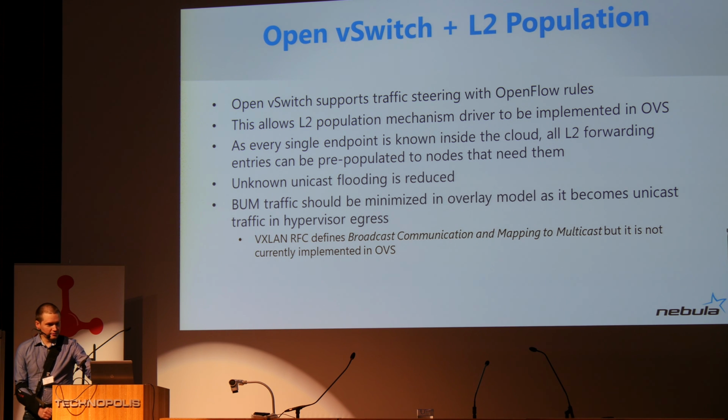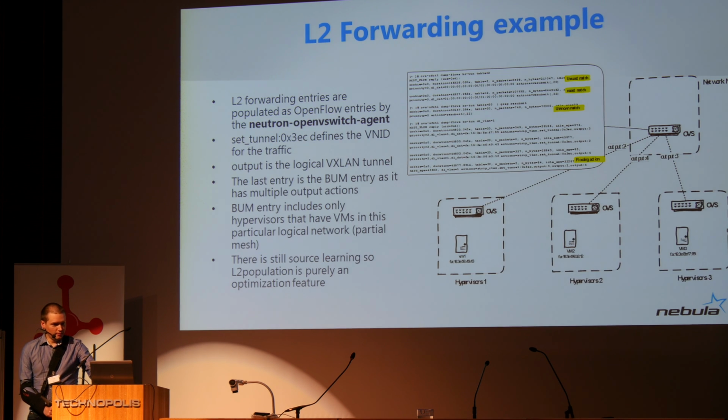So let's look at the L2 forwarding example. Here we have 3 hypervisors and 1 networking node, and we are looking at the OVS in the networking node. So the Neutron Open vSwitch agent populates the forwarding table with these entries, and then there we can see some shortcut entries to these VMs.